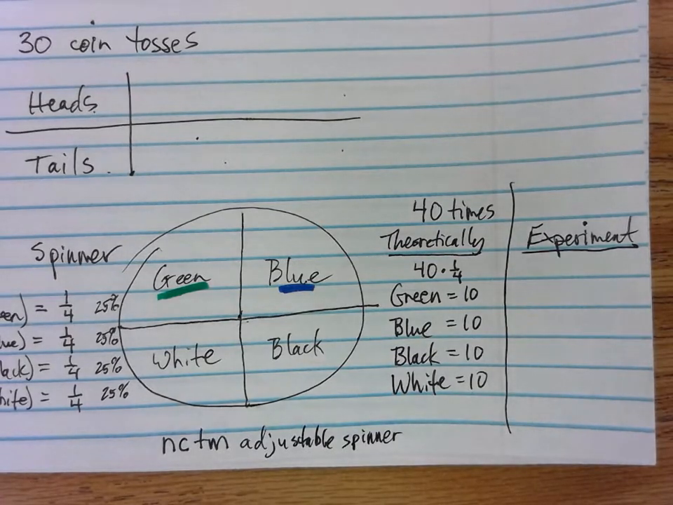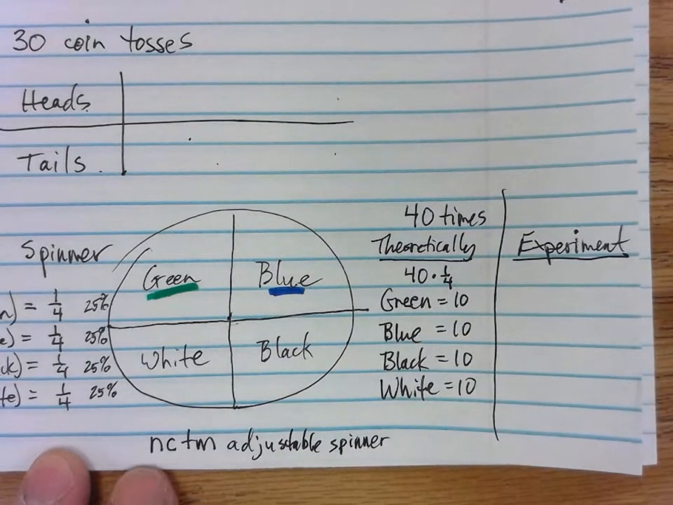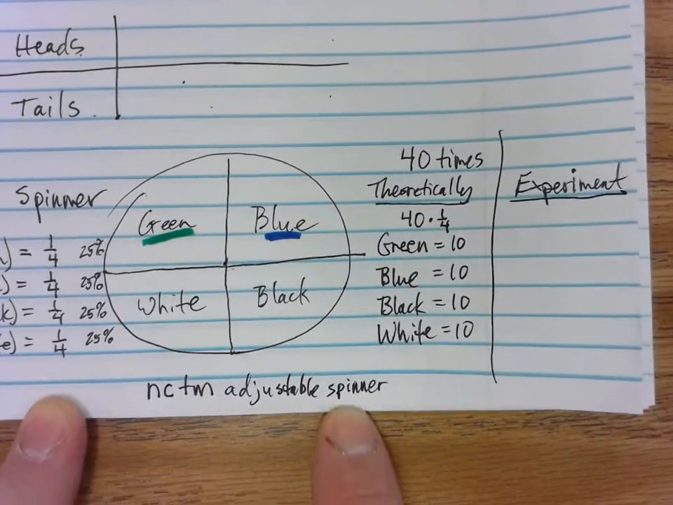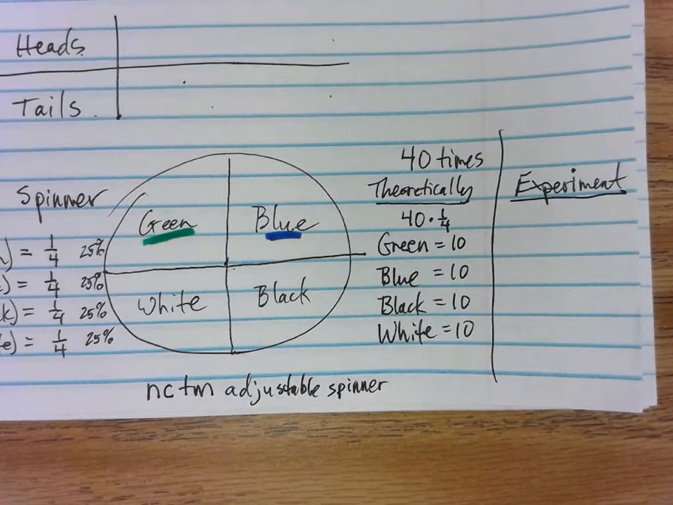I'm going to go from the paper to the website so you can see, just in case you decide to go there. So type in your search bar, NCTM adjustable spinner. I'm going to pull it up here so you can see it, and I'll change the camera so you can see what I'm talking about.